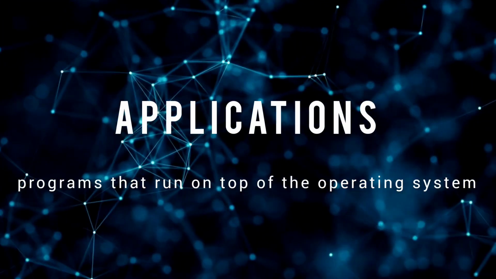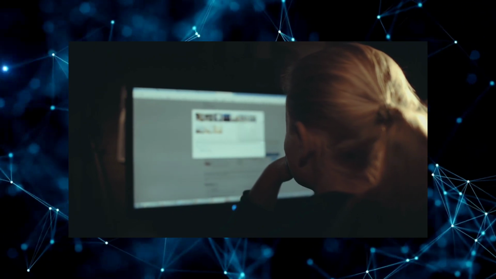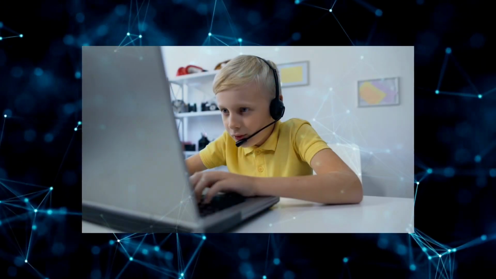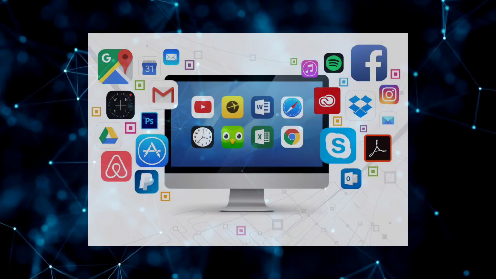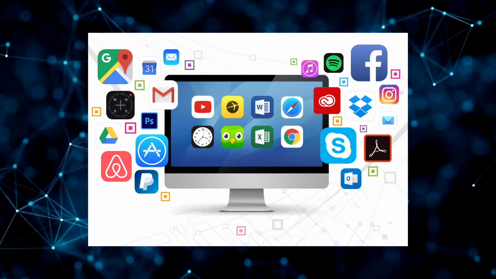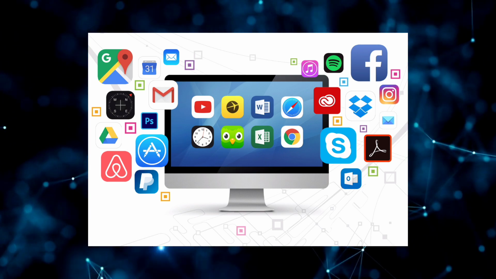Applications are programs that run on top of the operating system. They are designed for specific tasks or functions. Examples include web browsers, word processors, and games. Applications utilize the hardware and the resources managed by the operating system to perform tasks and provide functionality to users.